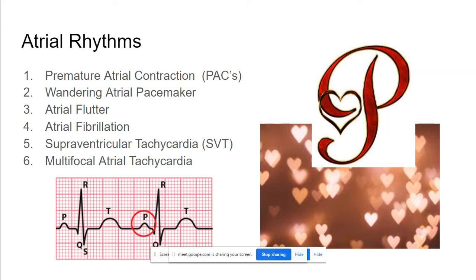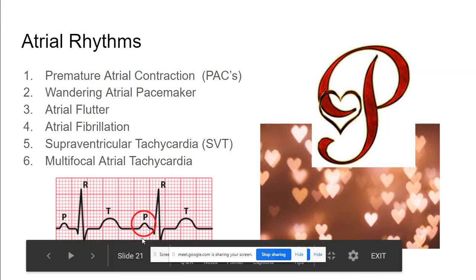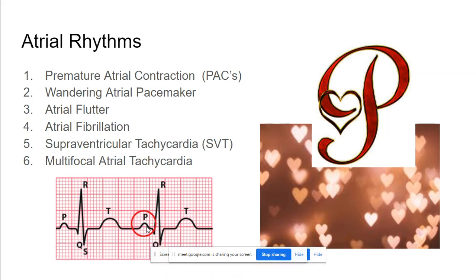So atrial rhythms are problems with the atria. And I just have this P wave circled right here because that's what we're going to be talking about, those P waves. How's everyone doing? I know that this is a lot of information. The sinus stuff was more of a review. So now we're going to go over some of the different specific arrhythmias.